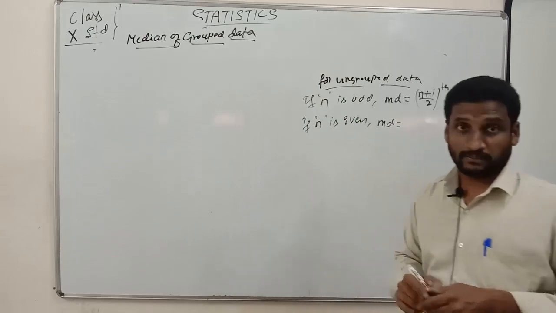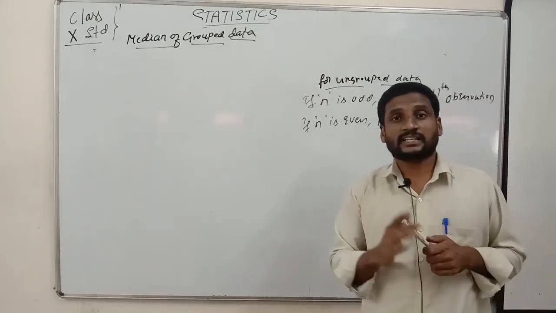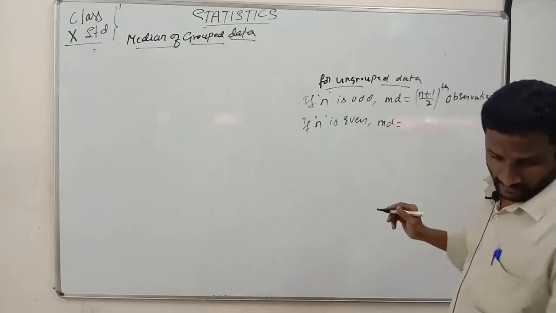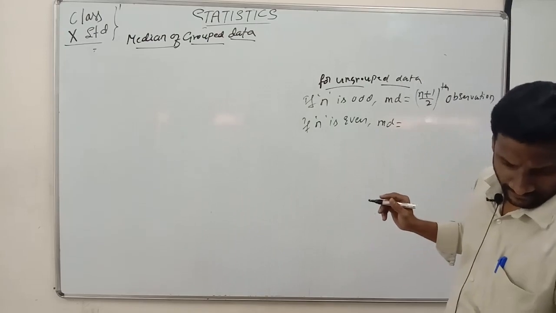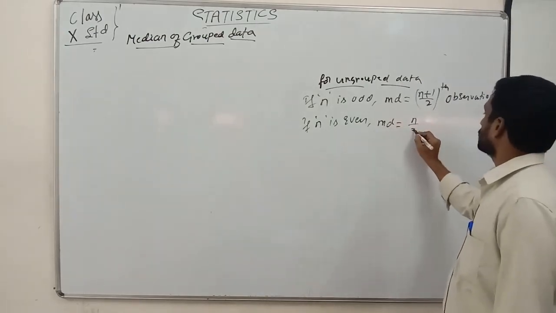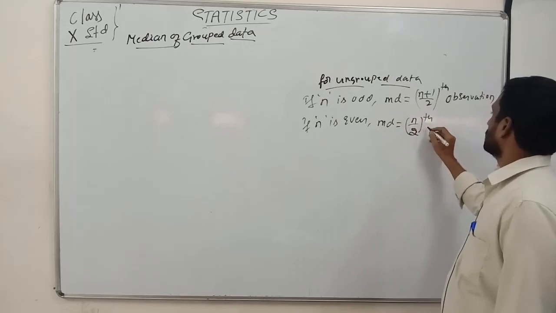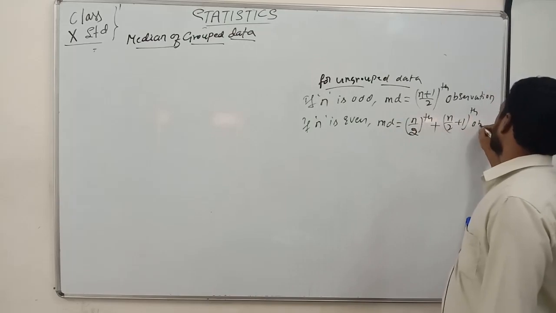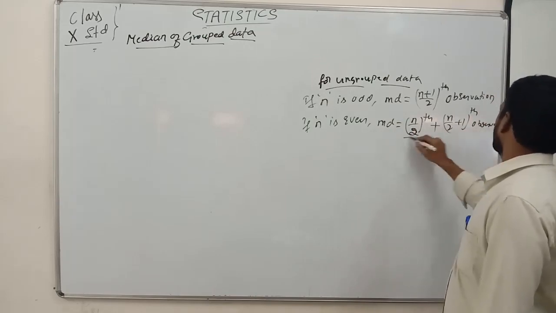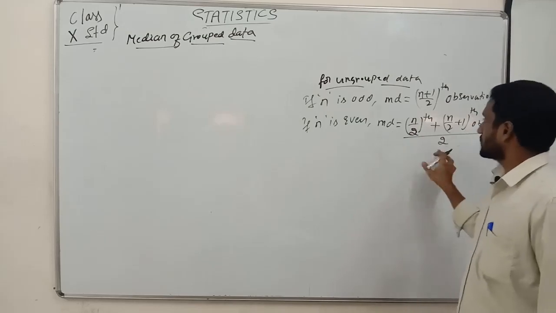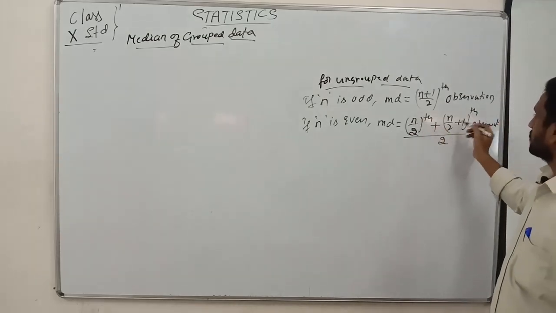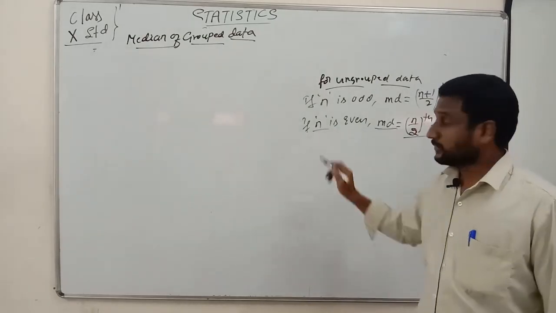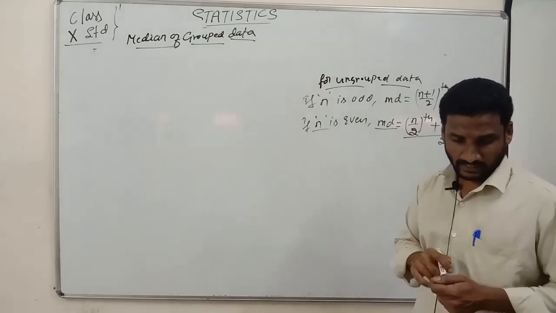So if n is an even number, again first you arrange the data in ascending or descending order, then the median is given by one formula. Which formula is that? That is the average of the n by 2th observation plus the n by 2 plus 1th observation, divided by 2. This gives the median when n is an even number.